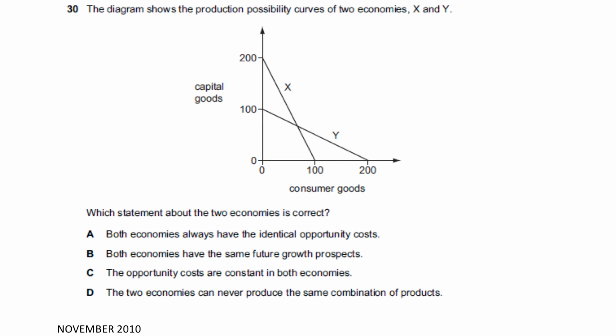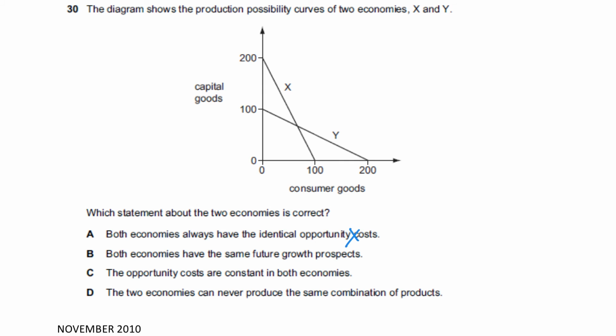In this question, what we have is two PPCs, and these PPCs are not parallel. They are actually pivotal, and therefore the opportunity cost is not identical. So clearly we can get A out of the way, which says opportunity cost is not identical.